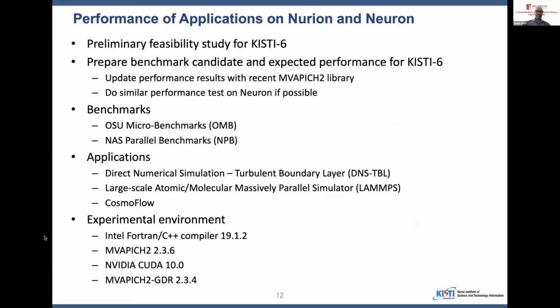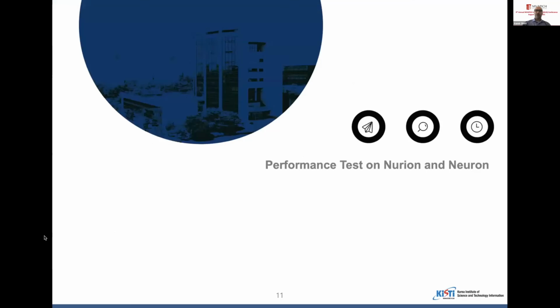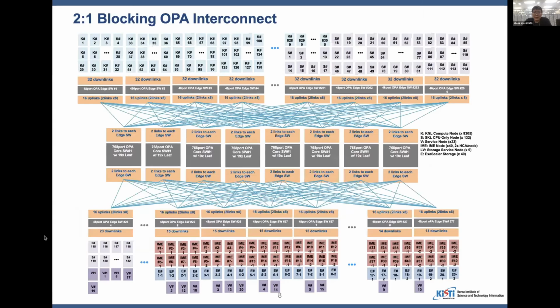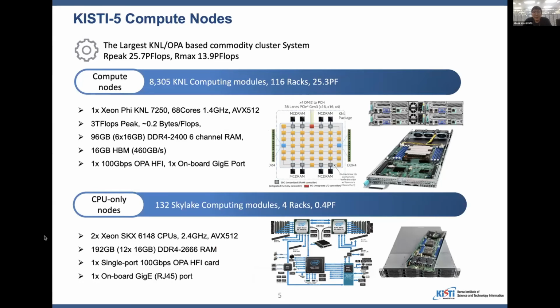Sure, excellent. And so how about this high bandwidth memory? Is this Intel Optane memory that's installed in KISTI 5? So how is that used for applications? Is there any specific optimization done for the application? It's not Optane memory, it's HBM. And we use this HBM as a cache for the DDR4 memory.